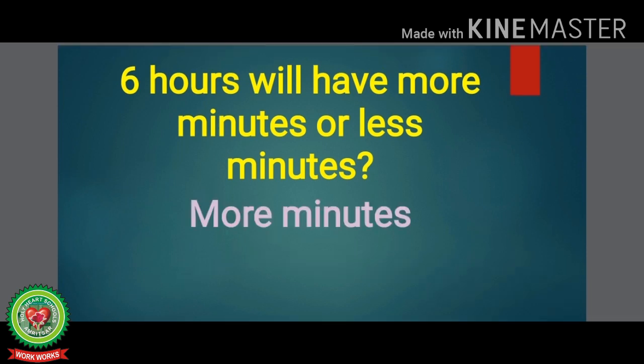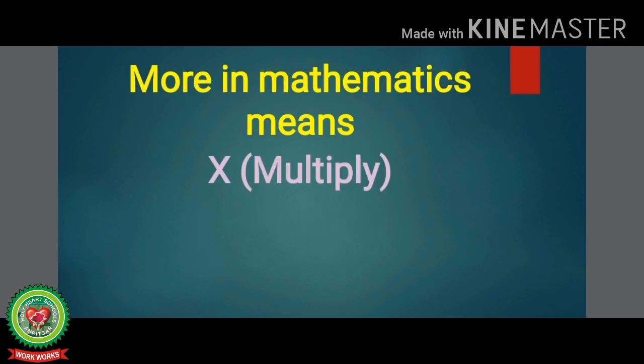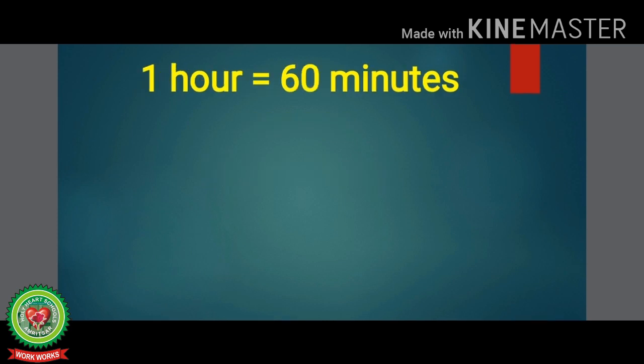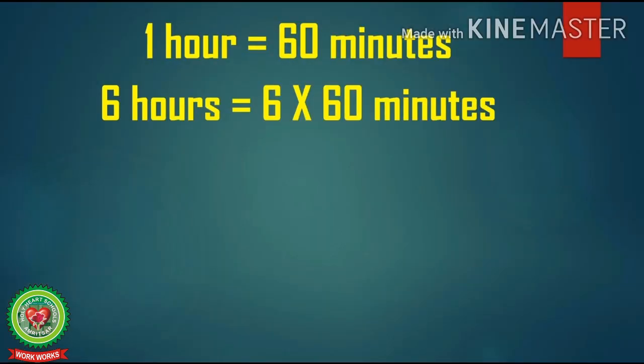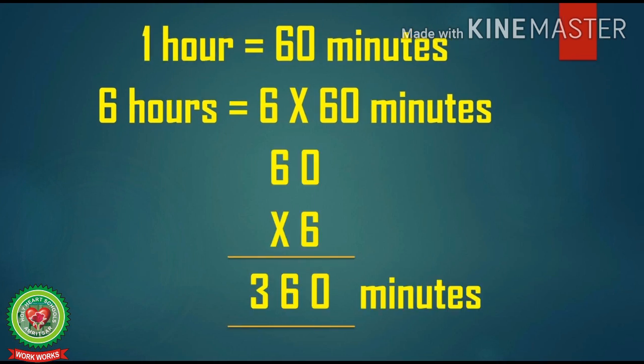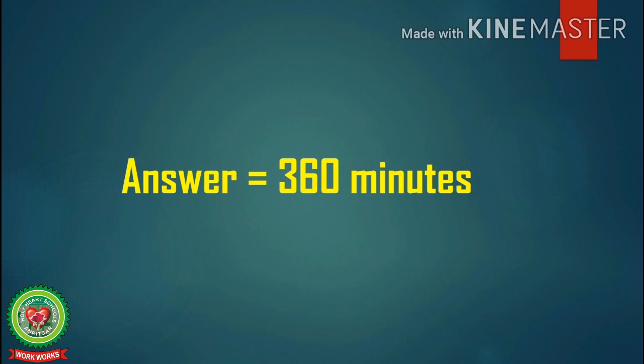Yes, more minutes. And as you know, more in mathematics means multiply. So, if 1 hour is equal to 60 minutes, then 6 hours will be equal to 6 multiplied by 60 minutes. So, when we multiply 60 by 6, we get 360 minutes. So kids, when we convert 6 hours into minutes, we get the answer as 360 minutes.